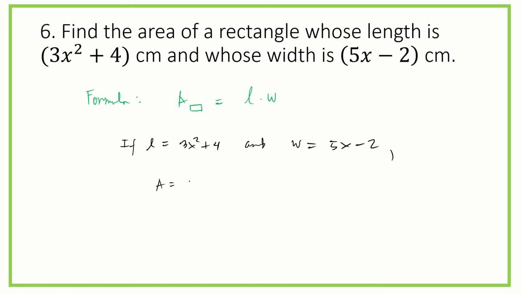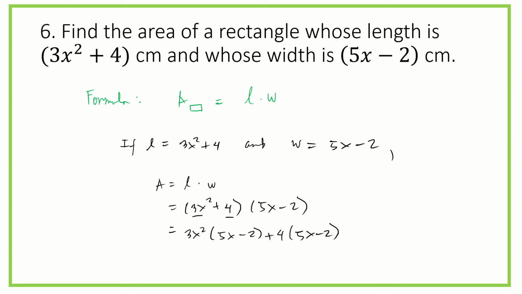So the L will be replaced with 3x squared plus 4. So don't forget, when you substitute, you will enclose it in a parenthesis. Then next, for W, we substitute 5x minus 2 to it. Don't forget to enclose it in a parenthesis. Then, it's up to you whether you use vertical or horizontal method when you find the product of the two binomials in here. So in my end, I will be using the horizontal way. So in other words, I'm multiplying each term here to our second binomial. So first term is 3x squared multiplied to 5x minus 2. Then second term, positive 4 multiplied to the second binomial, 5x minus 2. And then we slowly distribute 3x squared to 5x and 3x squared to negative 2.